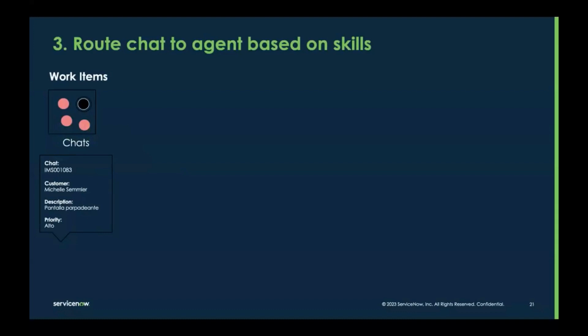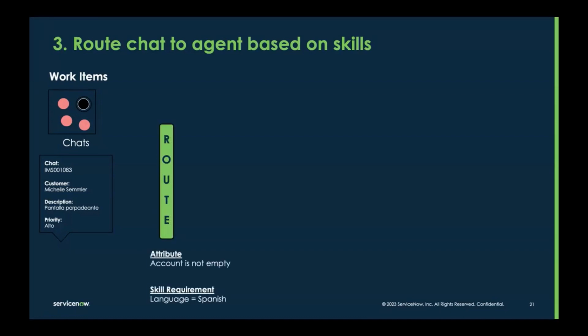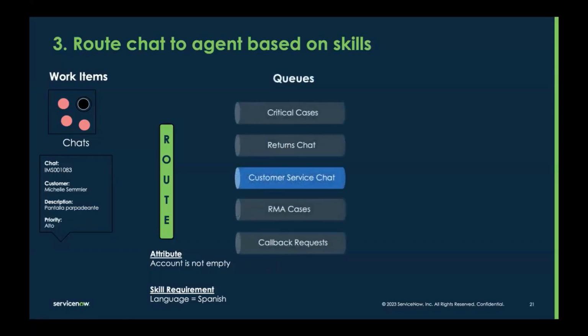So what you just saw was we had a Spanish customer who initiated the chat. In addition to the regular attribute, we also added a skill requirement. Spanish was a mandatory skill on this chat. We routed into the same queue. We didn't create a separate queue for our Spanish customers. And at the time of assignment, in addition to availability and capacity, we also looked at skill.